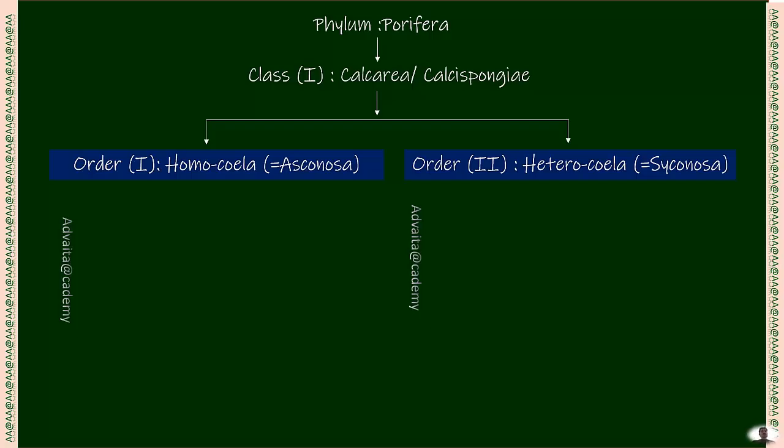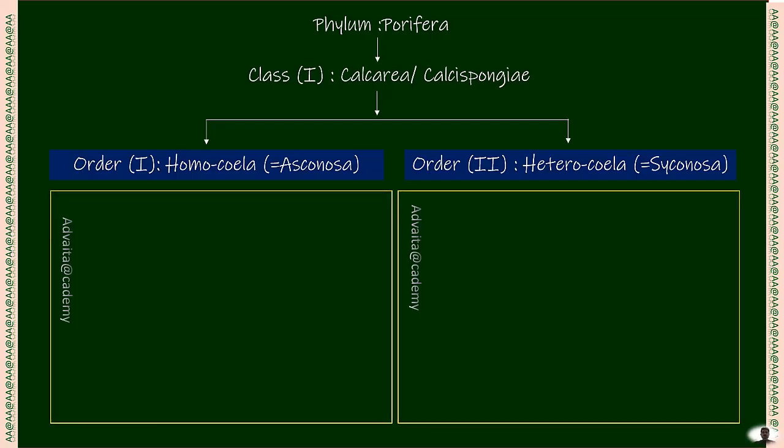Now come to the further characteristics. So why is this distribution heterogeneous? Because the body wall is folded. We have talked about the body wall. There are 3 layers: the pinacoderm, the mesenchyme, and then the choanoderm. That is the body wall. It is an unfolded structure in case of Homocoela, but it is a folded structure in case of Heterocoela.